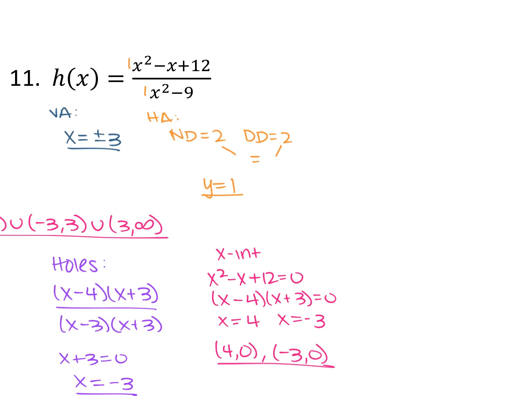For your y-intercept, you plug in 0 for x and you solve. So that's going to leave you with 12 over -9 because your x squared and your negative x up top cancel. Your x squared on the bottom cancels. So that gives you y is equal to -4/3. And that's the ordered pair 0, -4/3.